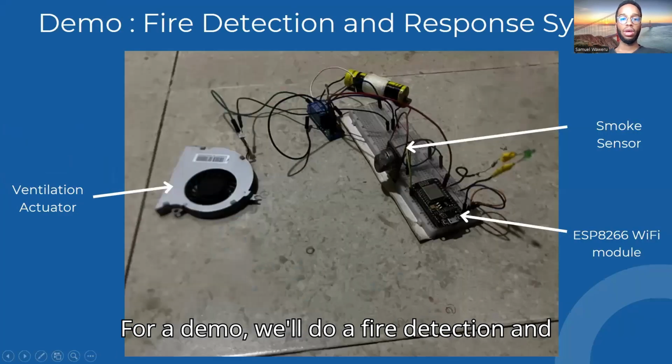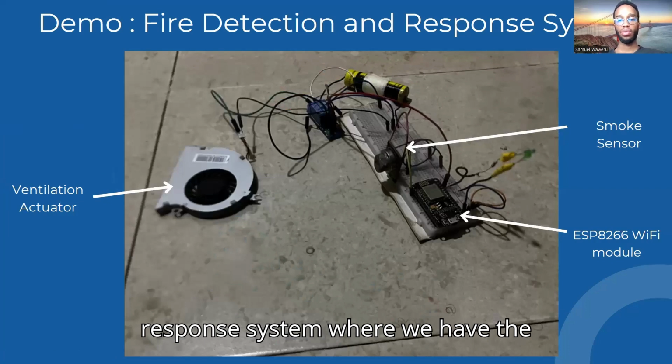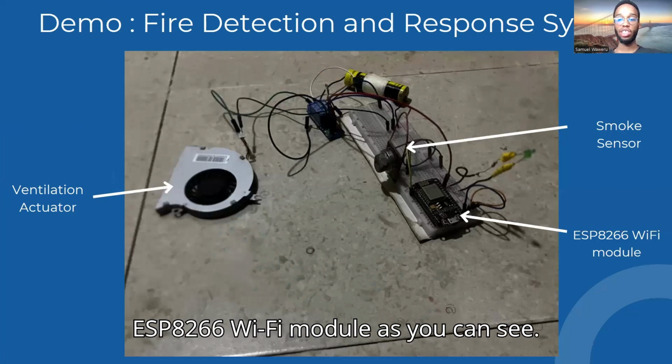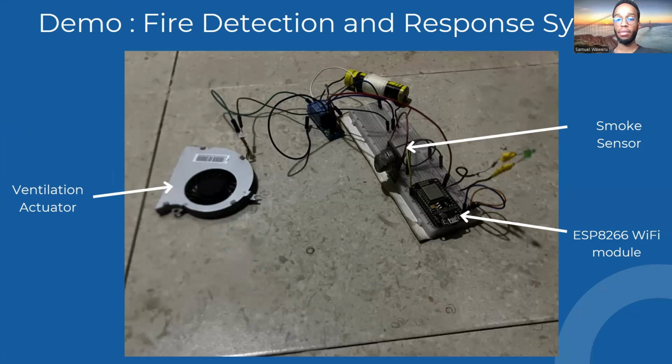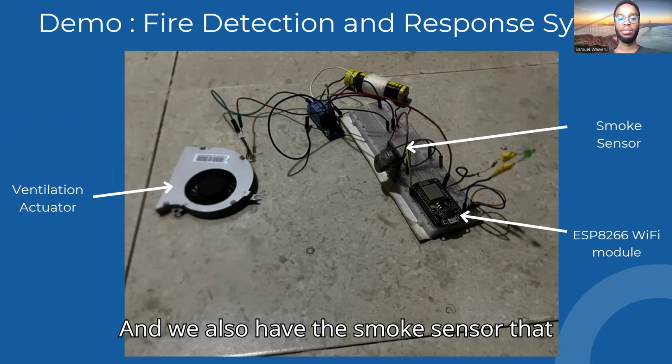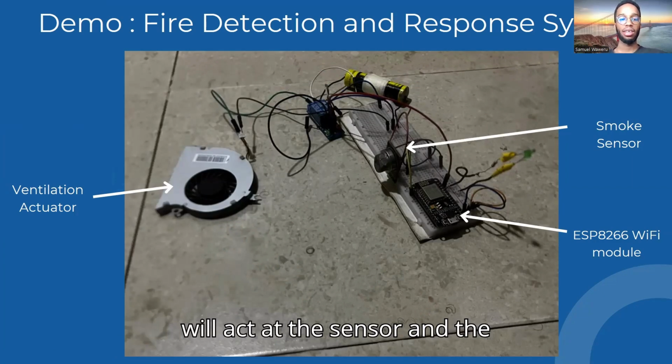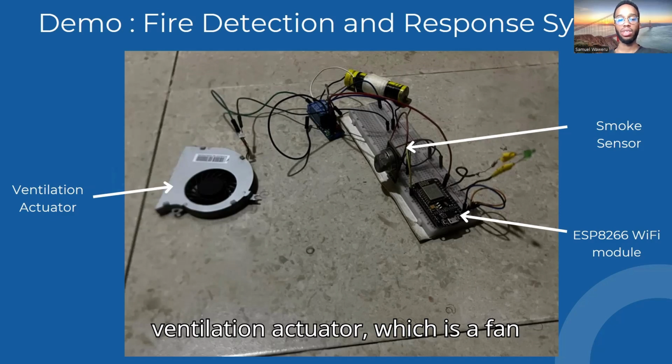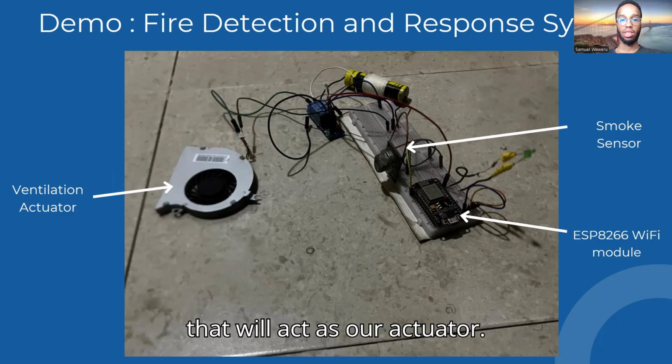For a demo, we'll do a fire detection and response system where we have the ESP8266 Wi-Fi module, as you can see. Then we also have the smoke sensor that will act as the sensor, and the ventilation actuator, which is a fan that will act as our actuator.